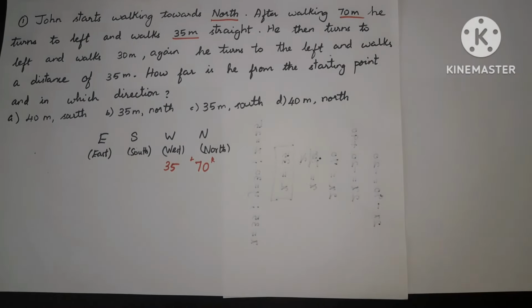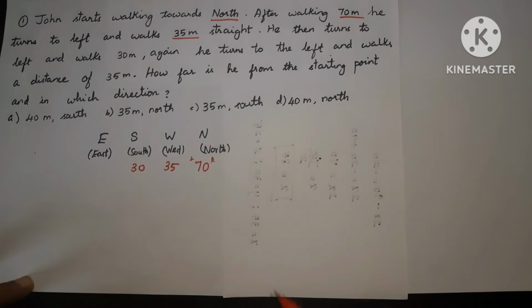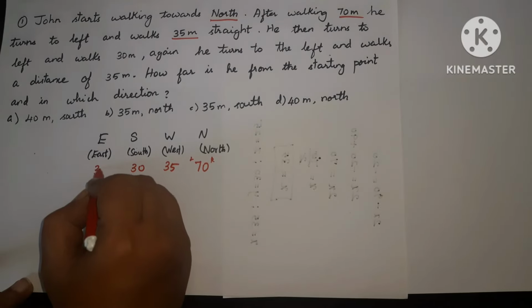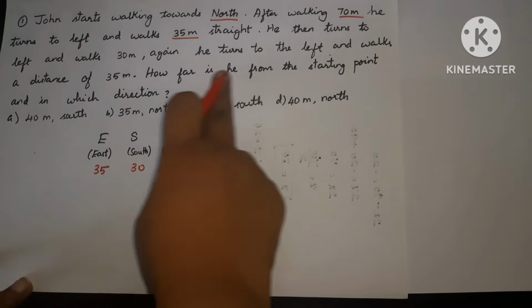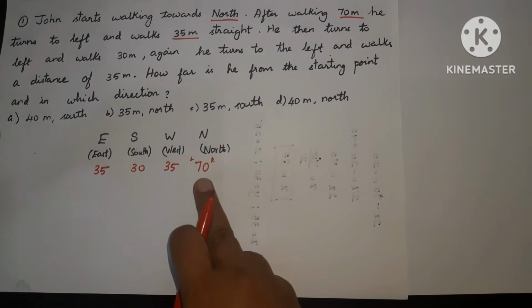Then he turns to the left and walks 30 meters. So again left and 30 meters. Again he turns to the left and walks a distance of 35 meters. So this is 35 meters. Again left. How far is he from the starting point? What is the starting point? North. And in which direction, you have to say.